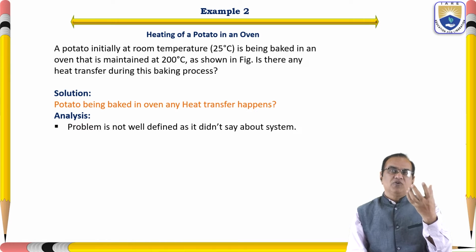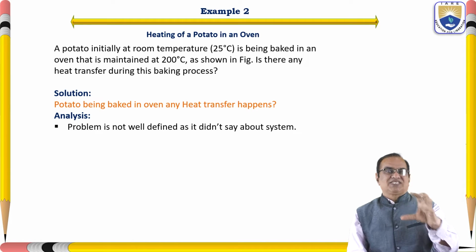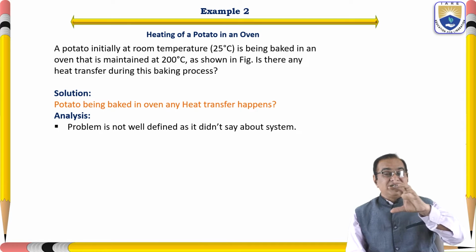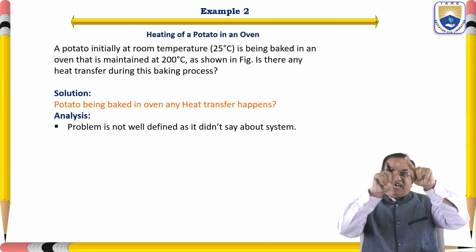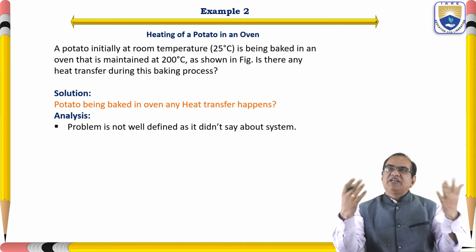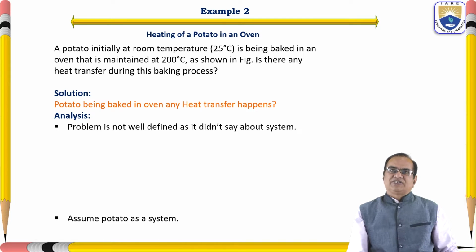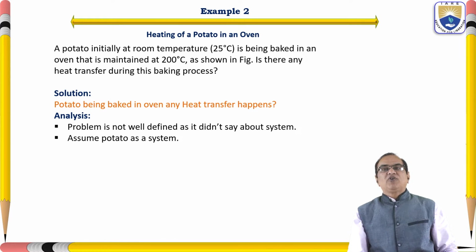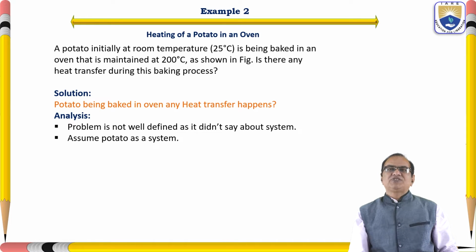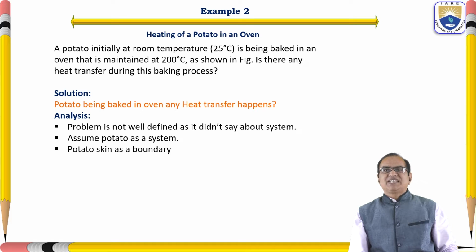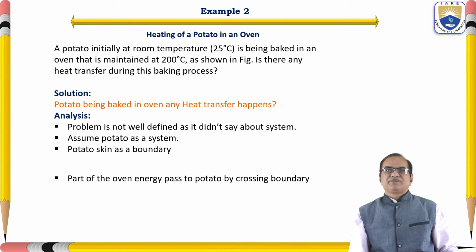First we have to see what is the exact system. If we see the potato as a system, then there will be a different issue. And if we see the oven with the potato, it will be a different system. Assume the potato as a system. So first we are seeing that the potato is only the system. Potato skin is the boundary of the system.